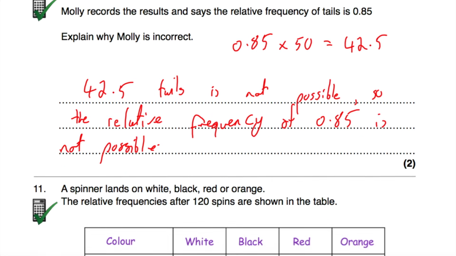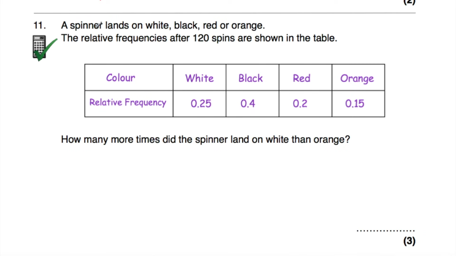Okay, let's have a look at our next question, question number 11. Question number 11 says, a spinner lands on white, black, red or orange, and the relative frequency after 120 spins is shown in the table. So we've got the relative frequency of each of these colours. The relative frequency of a white is 0.25, of a black is 0.4, of a red is 0.2, and of an orange is 0.15. And the question says, how many more times did the spinner land on white than orange?